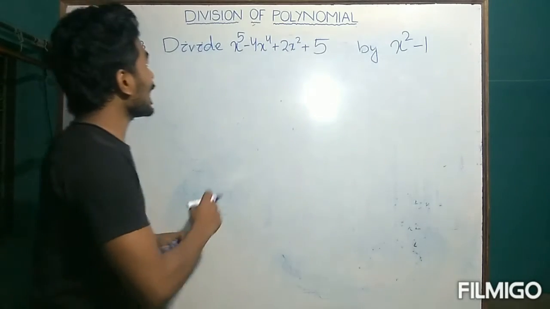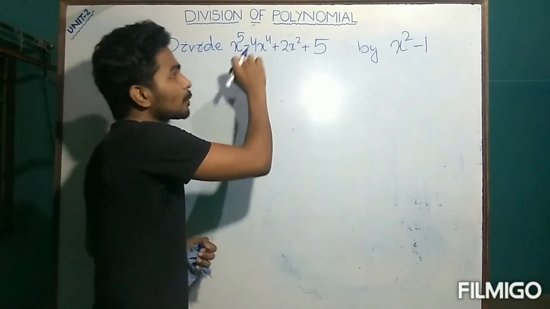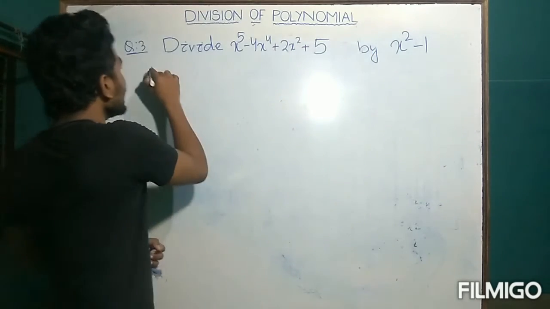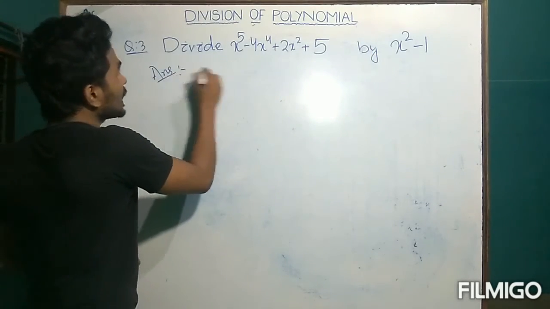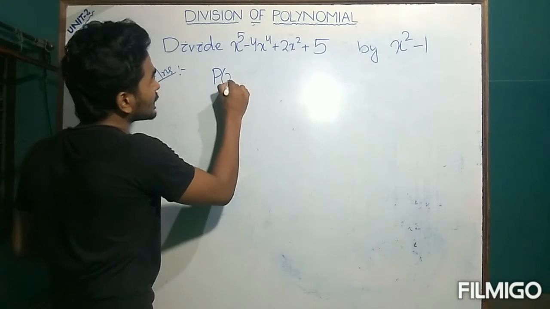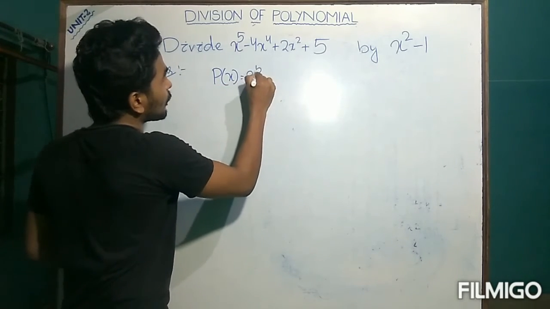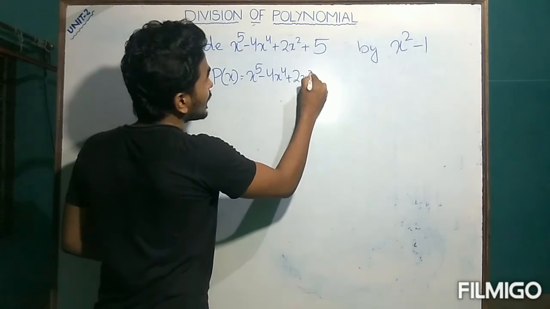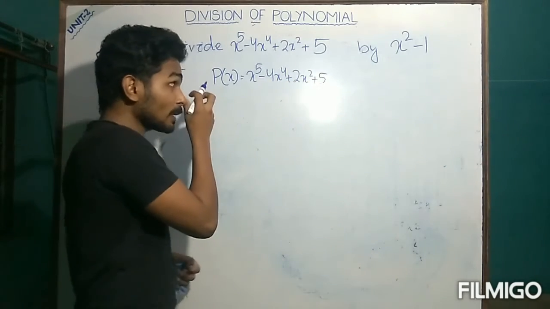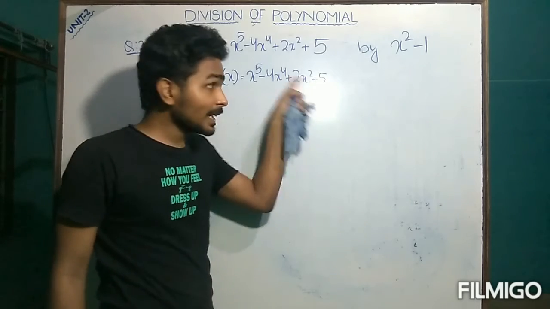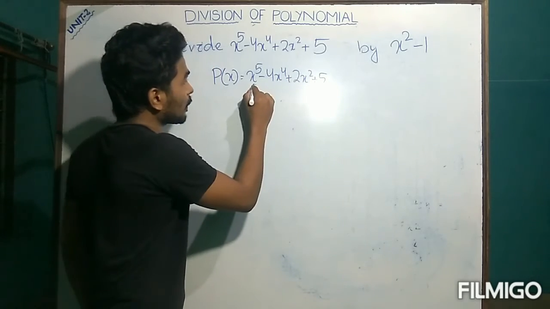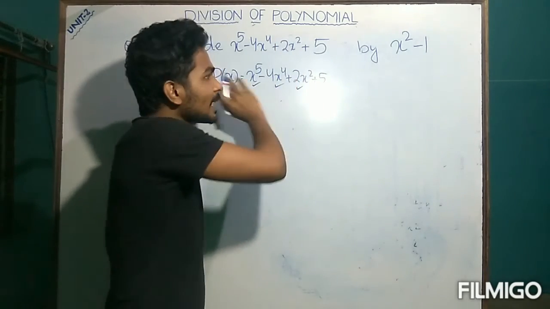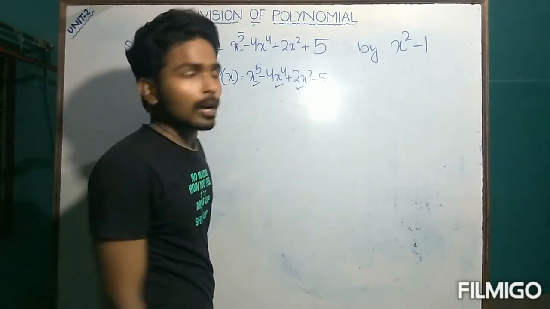The next question we have: divide x to the power 5 minus 4x to the power 4 plus 2x square plus 5 by x square minus 1. Okay, so let us divide them. Here p of x will be x to the power 5 minus 4x to the power 4 plus 2x square plus 5. First see whether all the terms have been arranged in decreasing order of the degree. It is power 5, it is power 4, okay, it is power 2, and it is power 0. So yes, they are arranged in decreasing order of degree.